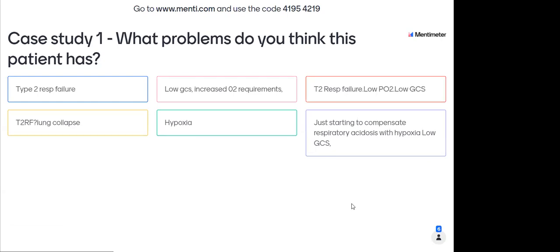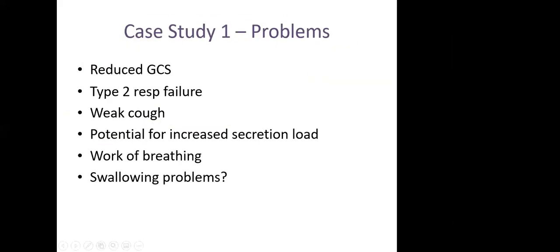Is that related to the type 2 respiratory failure? The chest X-ray is suggestive of collapse, maybe some secretions as well. We're talking about hypoxia on there. I'll move back to the other presentation just to summarise those. So yeah, as we said, reduced GCS, type 2 respiratory failure, weak cough.